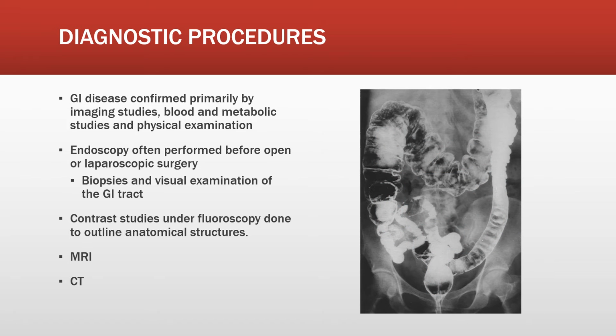Right, so we're going to move into some diagnostic procedures. Gastrointestinal disease is confirmed primarily by imaging studies, blood and metabolic studies, and physical examination. However, endoscopy is often performed before an open or laparoscopic surgery for biopsies and visual examination of the GI tract. Okay, we'll also use contrast studies under fluoroscopy, which is X-ray. These are often done to outline some anatomical structures prior to surgery. And then we also have the MRI and CT avenues as well.